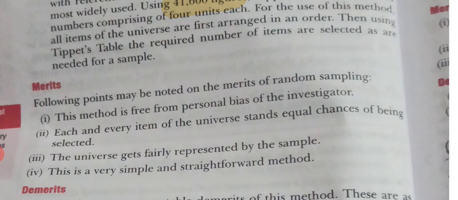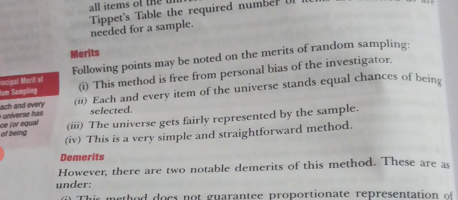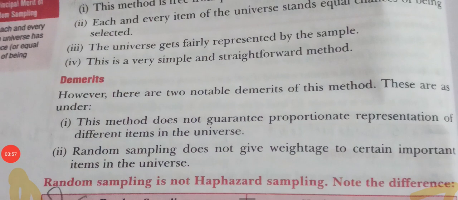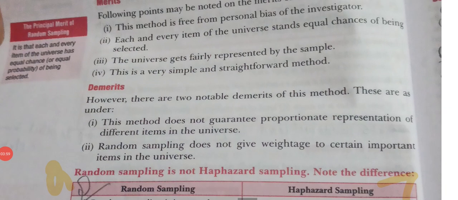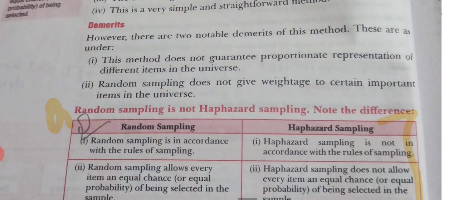Third, the universe gets fairly represented. Each and every item of the universe is getting a chance or probability to be selected in the sample, so the universe or the population is properly represented. Fourth, this method is very simple. It can be followed by anyone. Now we will start with the demerits of random sampling. This method does not follow proportionate representation of the different items, and sometimes there is a need to give more weightage to some items, but this weightage is not given in the random sampling method.